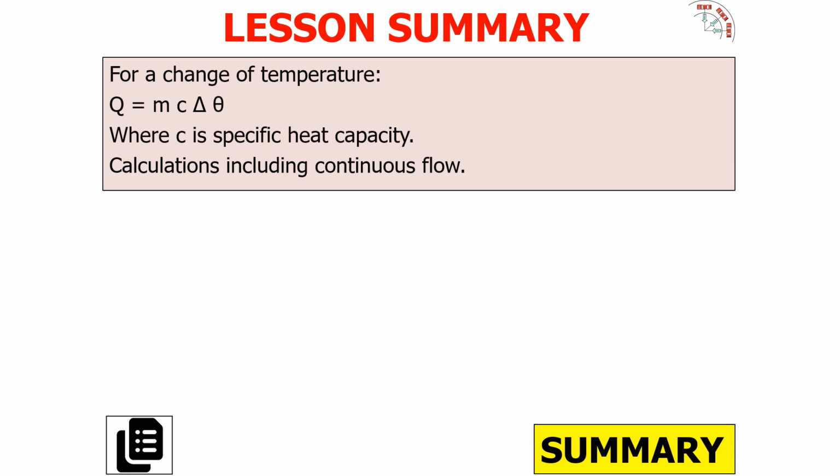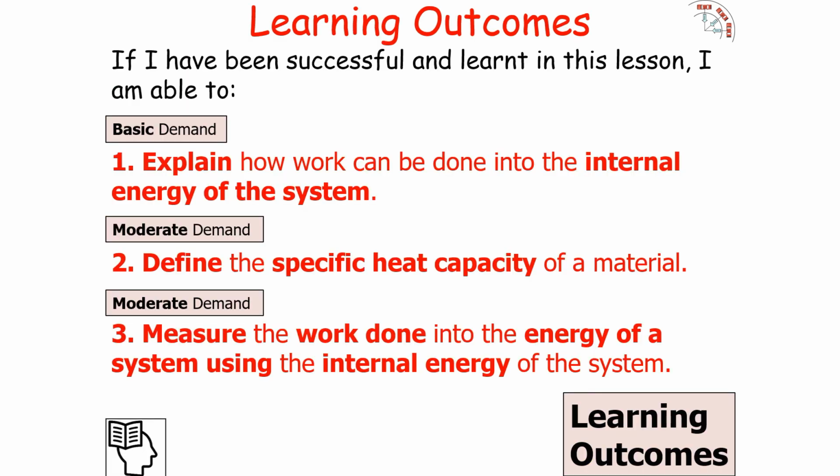So let's summarize what we've learned in today's lesson. For a change in temperature, Q is equal to mc delta theta, where c is the specific heat capacity and in this case delta theta is the change in temperature. So if we've been successful and learnt in today's lesson, we should be able to explain how work can be done into the internal energy of a system. We can define the specific heat capacity of a material and finally measure the work done into the energy of a system using the internal energy of the system.